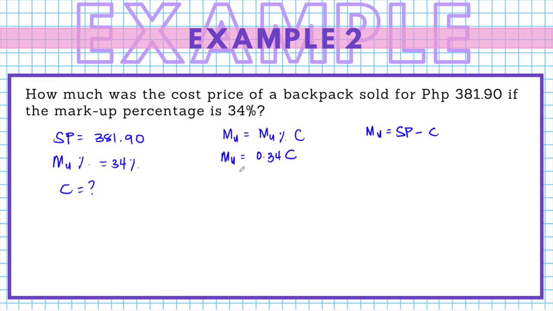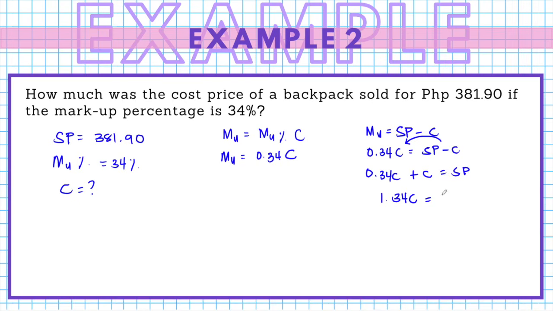Now, substituting the value of markup here, we have 0.34C is equal to the selling price minus the cost. Simplifying this or combining our like terms by transposing C to the other side, we have 0.34C plus C is equal to our selling price. Since these are common terms, because they both have the same variable, which is C, we can add them together. So 0.34C plus C is 1.34C.